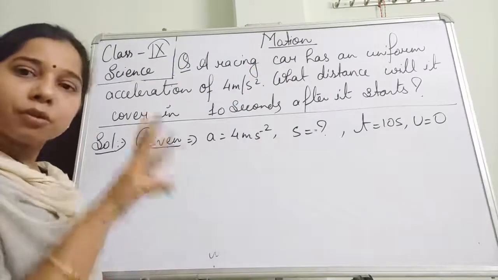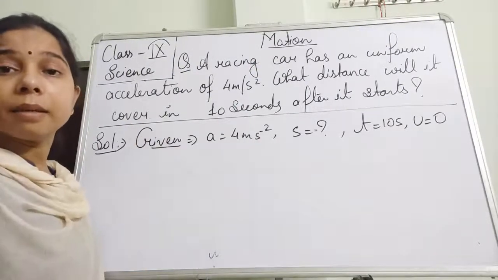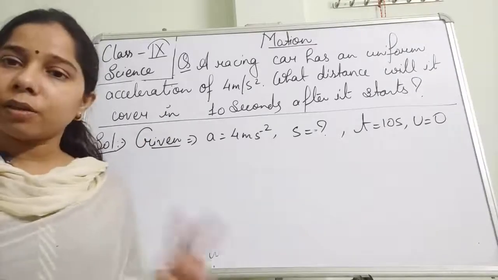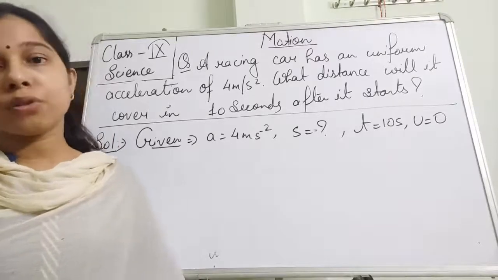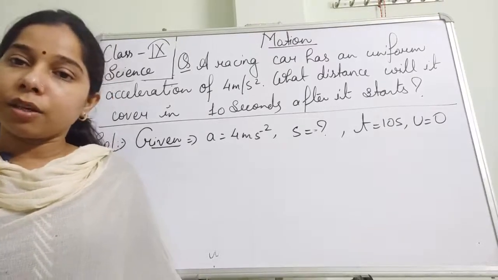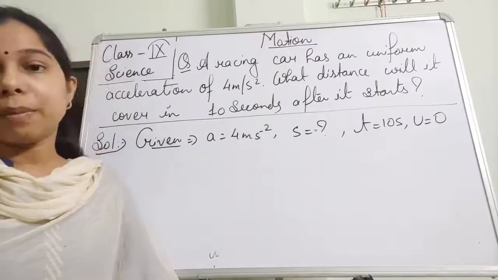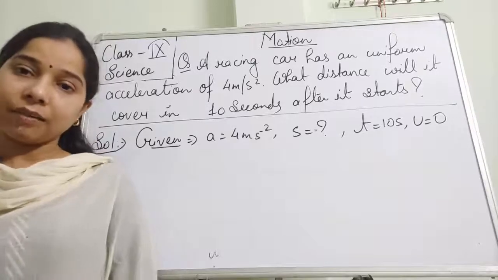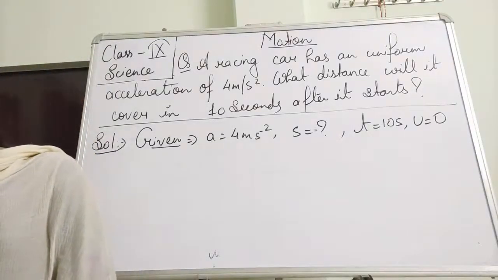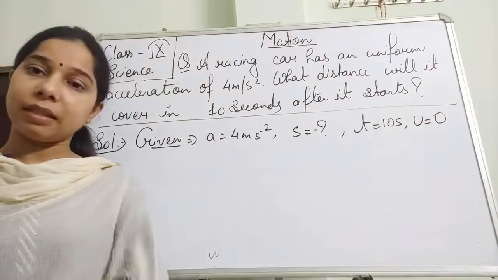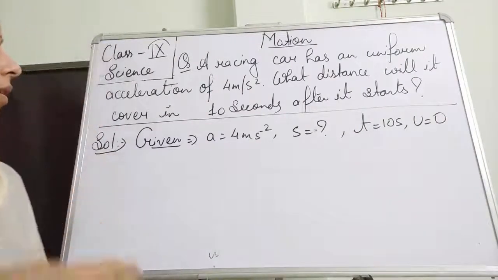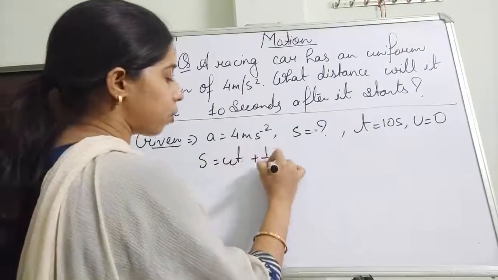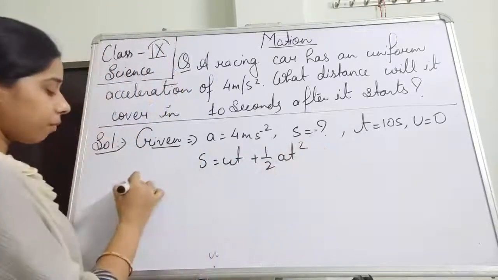Now, let us apply the three equations of motion and see which one is the better choice in order to find the distance here. Out of the three, only two have the distance. S is equal to ut plus half at square, and the third equation is v square is equal to u square plus 2as. But here there is a need of finding a velocity which is not mentioned. So instead of the third, we will use the second equation of motion, s is equal to ut plus half at square. We will simply put the values here.